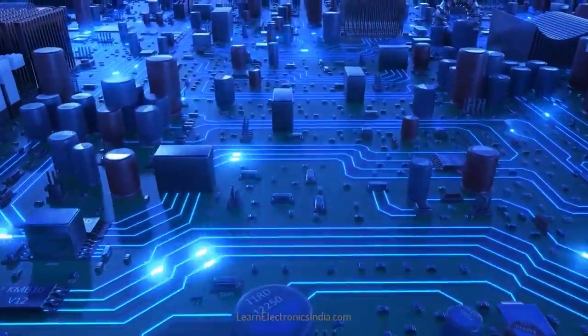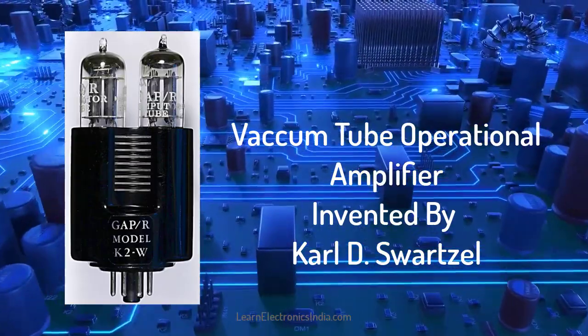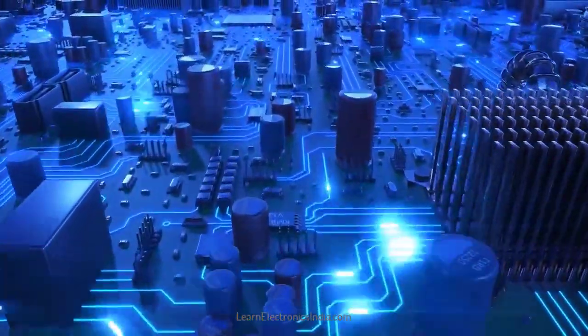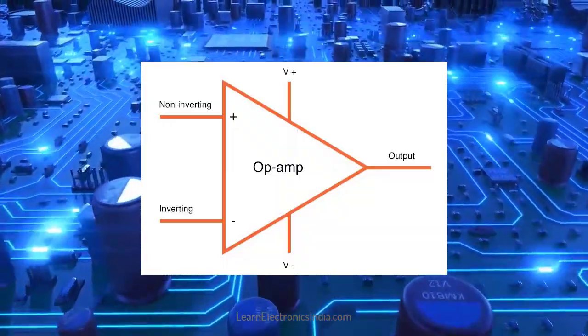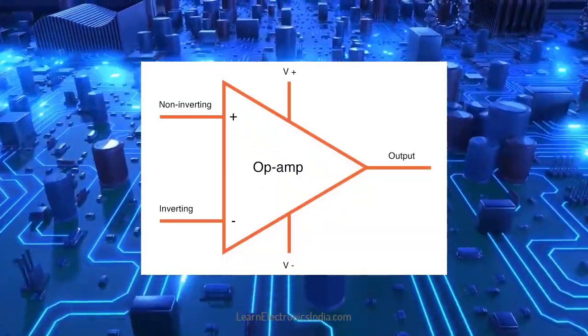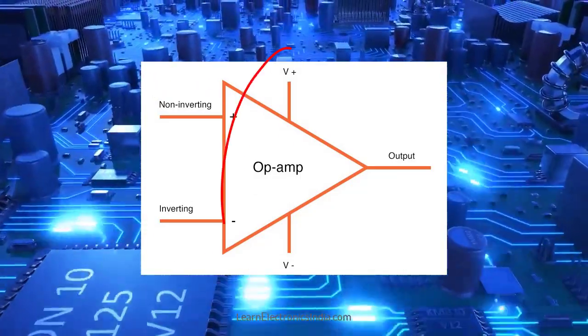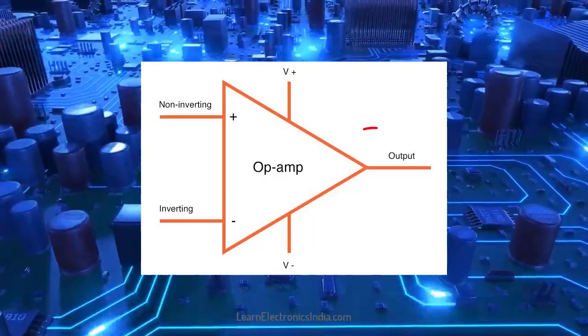Operational amplifier was invented by Carl D. Schwartzel of the Bell Lab in 1967. An operational amplifier is represented as a triangle with 5 pins: 2 input pins, 2 supply voltage pins, and 1 output pin.